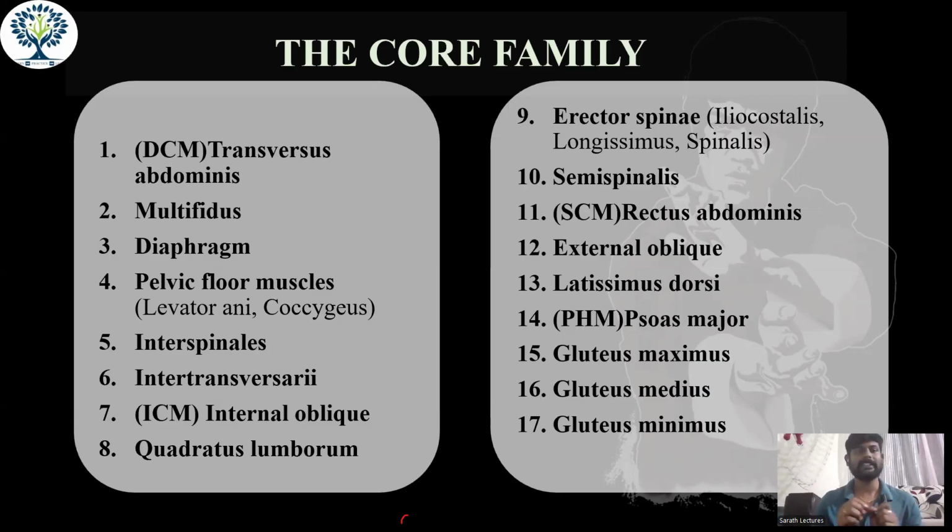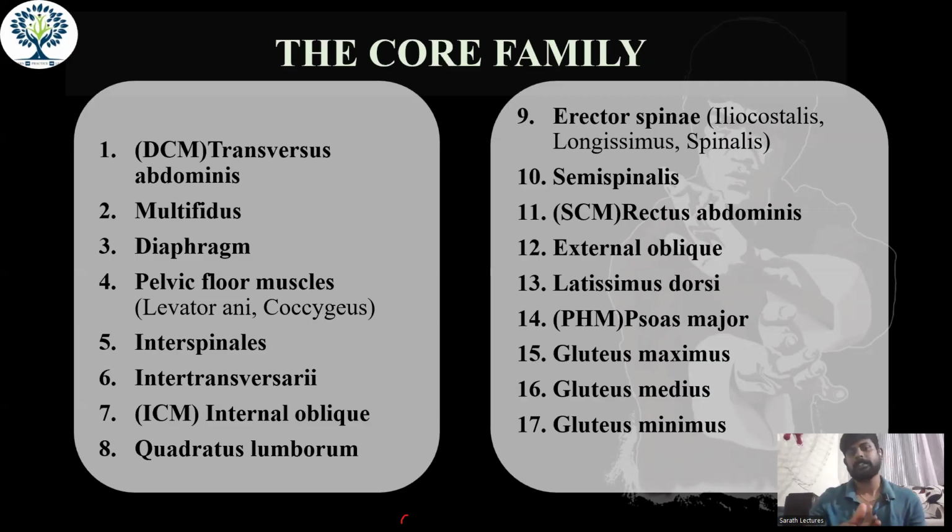Now ICM means intermediate core muscles. What are the intermediate core muscles? Internal oblique, quadratus lumborum, erector spinae. In that there are 3 groups: iliocostalis, longissimus, and spinalis. Then semispinalis. These are the intermediate group muscles. And the superficial core muscles are rectus abdominis, external oblique, and latissimus dorsi.